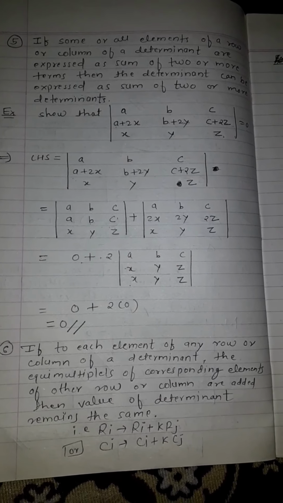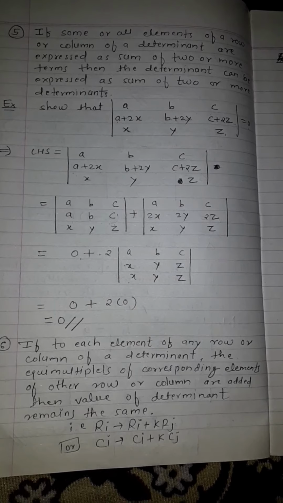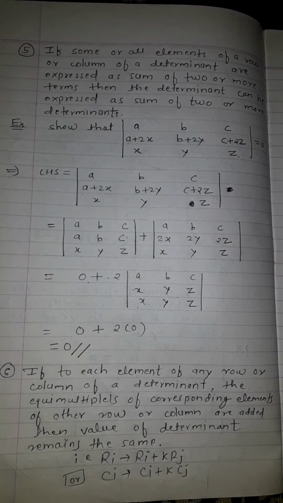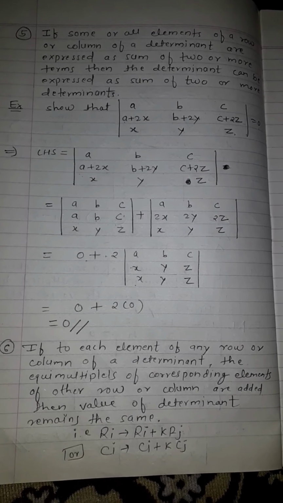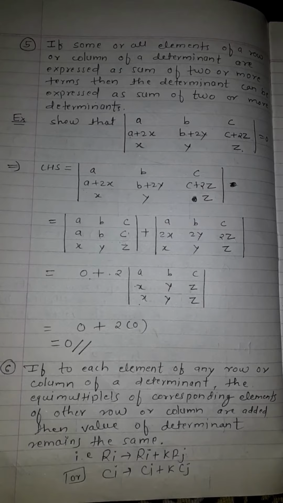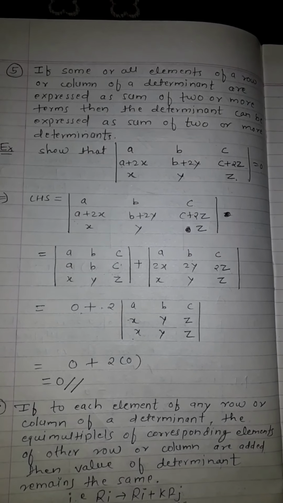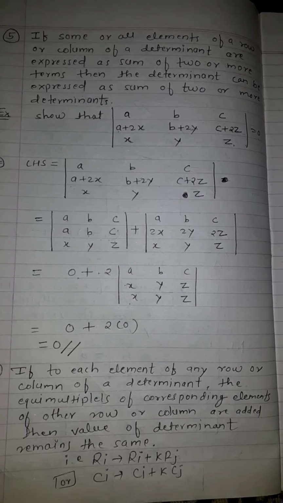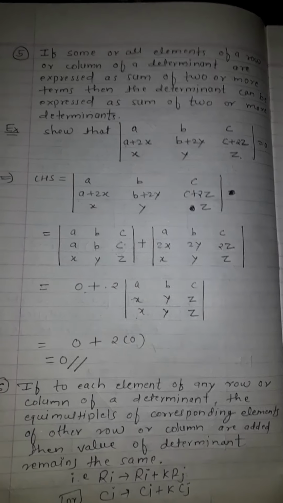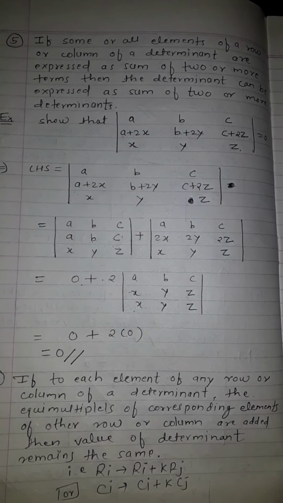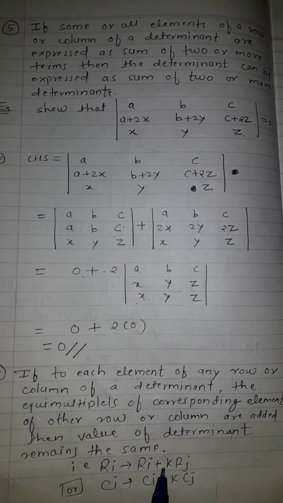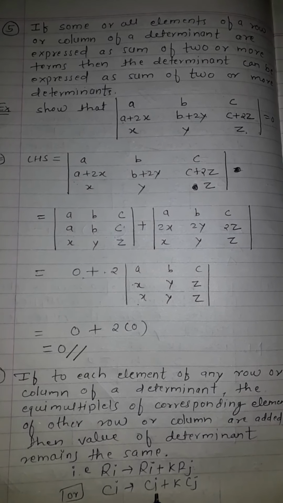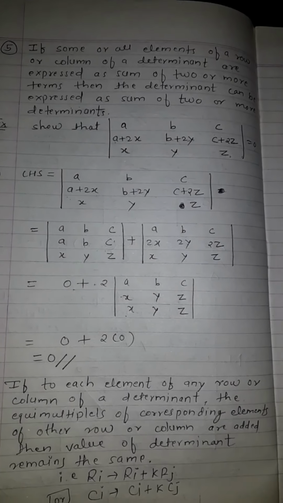And the last property, that is the sixth one: if to each element of any row or column of a determinant the equimultiples of corresponding elements of another row or column are added, then the value of the determinant remains the same. So here, instead of giving an example for this, I have given one of the operations. This type of operation you have seen in matrices also, right? Ri changes to Ri plus k into Rj, or Ci changes to Ci plus k into Cj.